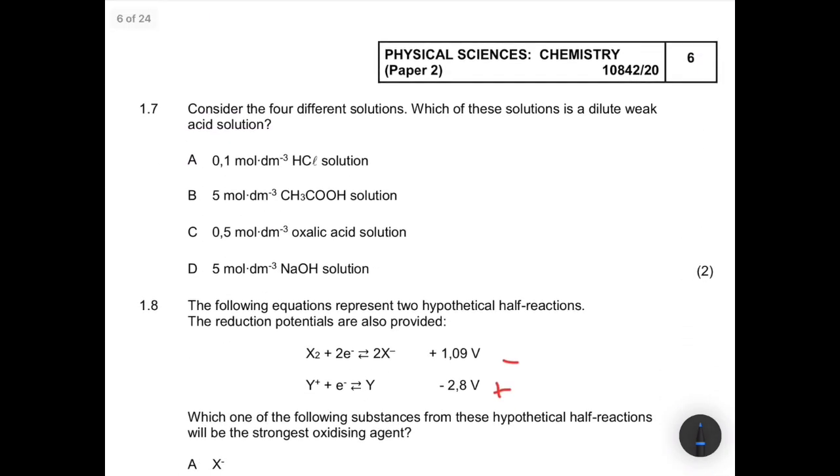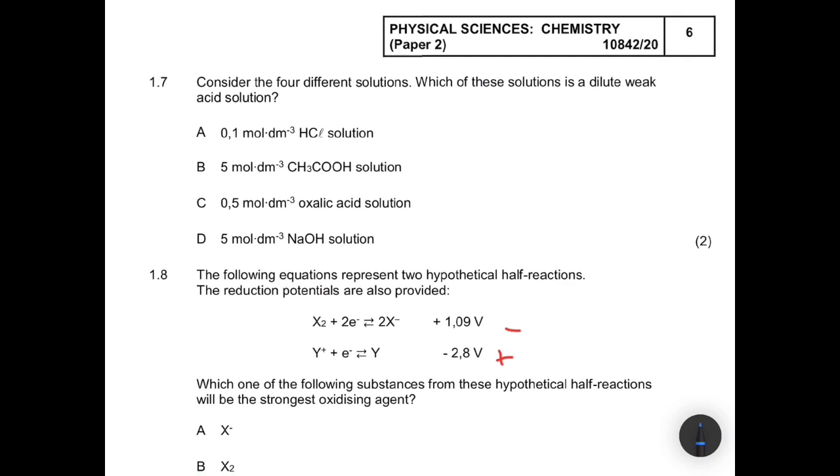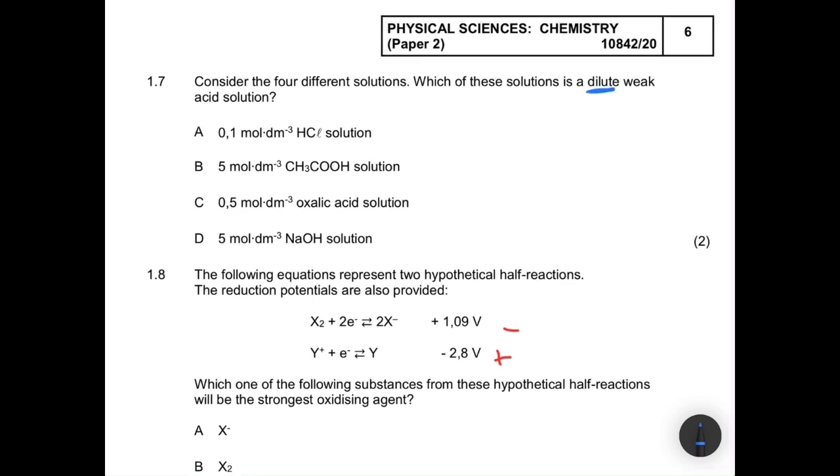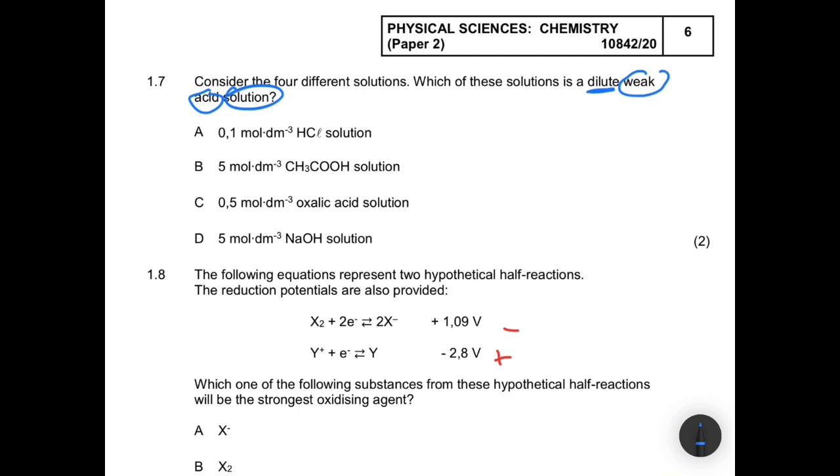Now we can go to 1.7. 1.7 is saying consider the 4 different solutions. Which of these solutions is a dilute weak acid solution? Let's look at the options we have. A says 0.1 mole per decimeter cube of HCl solution. We're looking for dilute and weak. We know fully well that HCl is not a weak acid. You might choose to dilute it with water, but then it's not a weak acid by nature. So HCl cannot be part of our solution.